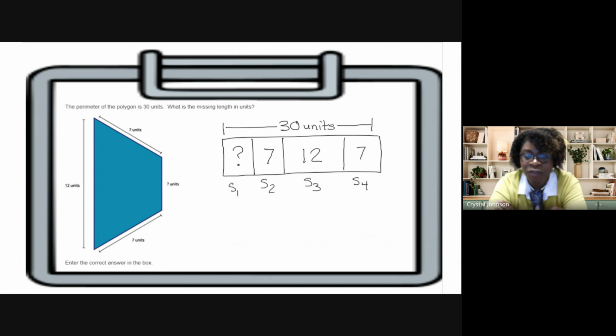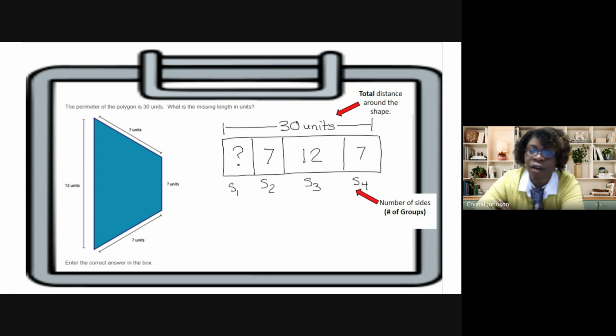For example, with the strip diagram, as we break the problem down, we want to talk about the first part. The top part of the strip diagram, students are very familiar, is the total. Well, if you make that connection with perimeter, perimeter is the total distance around the shape. So at the top of our strip diagram, we're going to put 30 units because 30 units is the total distance around. The next thing we always look at are the attributes. What are the sides and what are the lengths of those sides? Are the side lengths the same? Are the side lengths different?